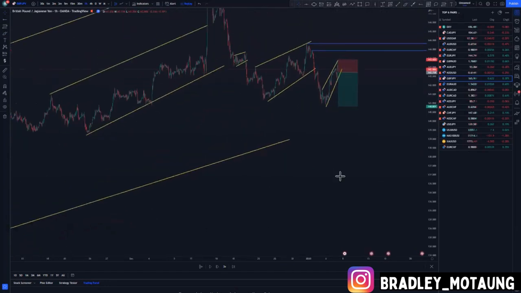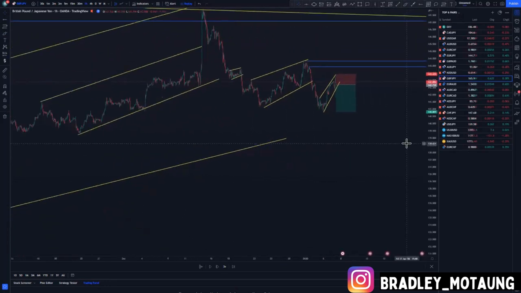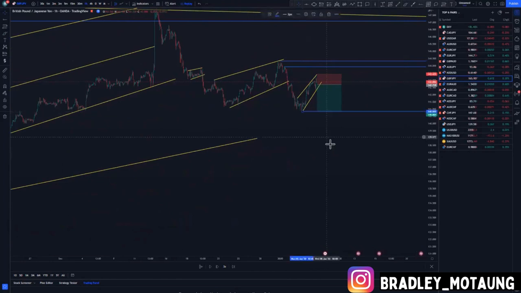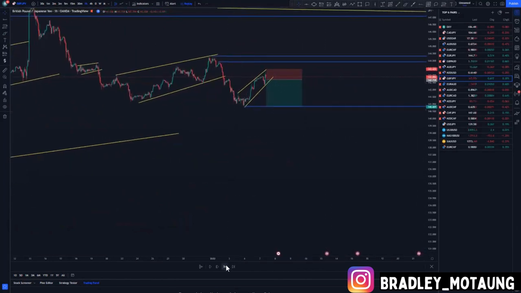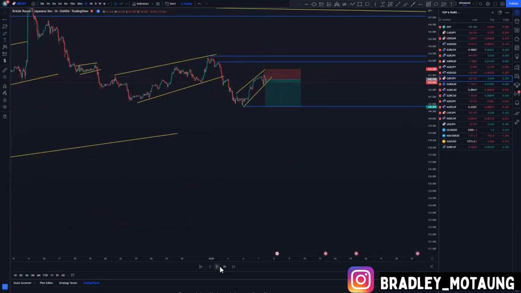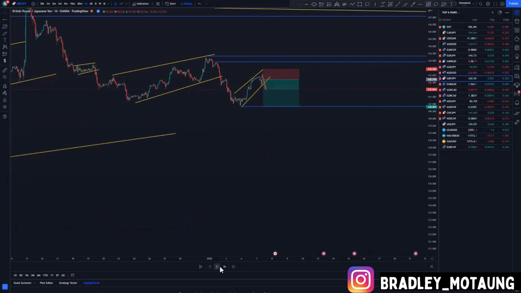Let me just do this. And then our first target is this one here, né? So let's play the price action. So we are tagged into the trade. We're anticipating a break of structure, of which it broke structure.